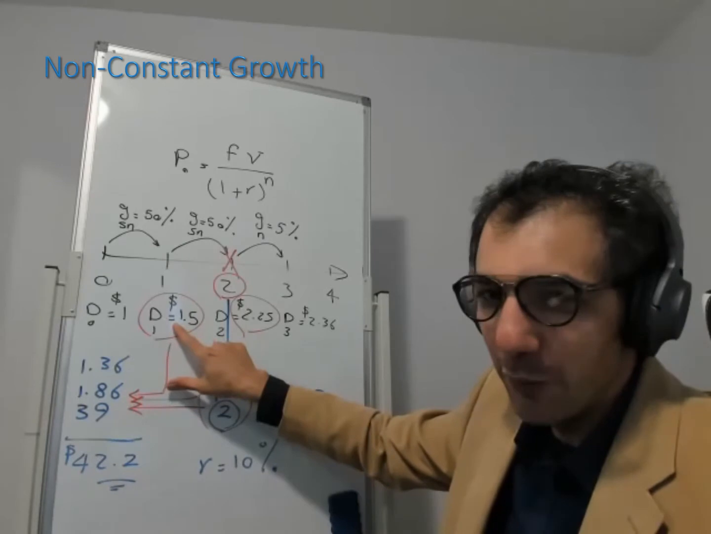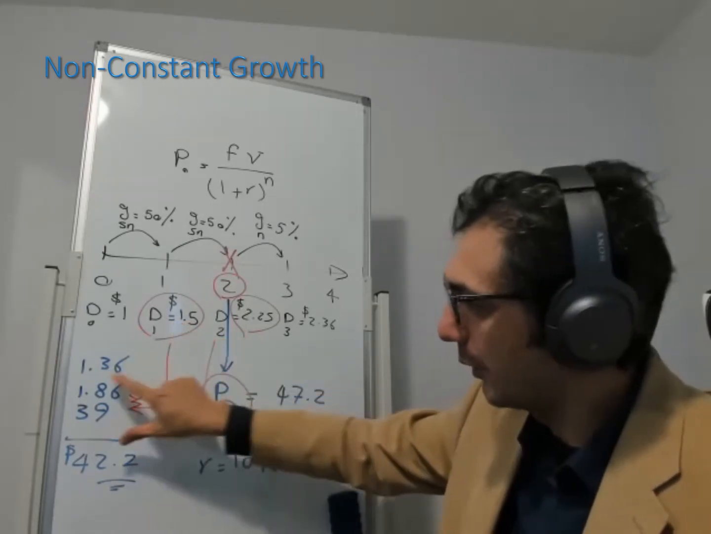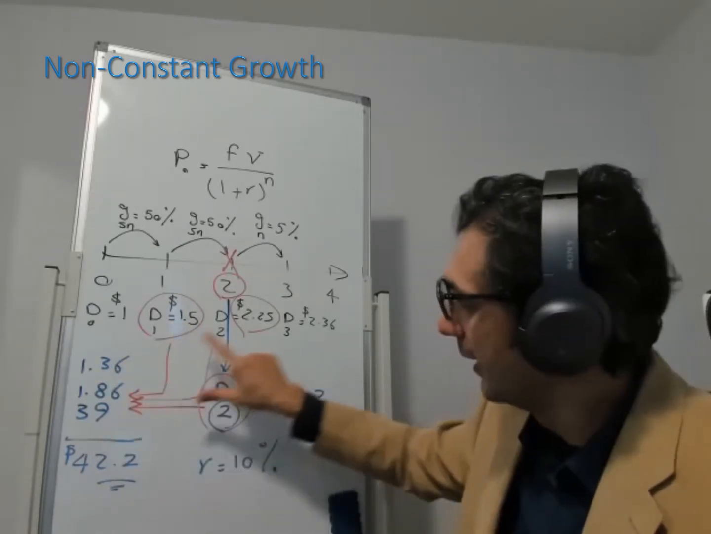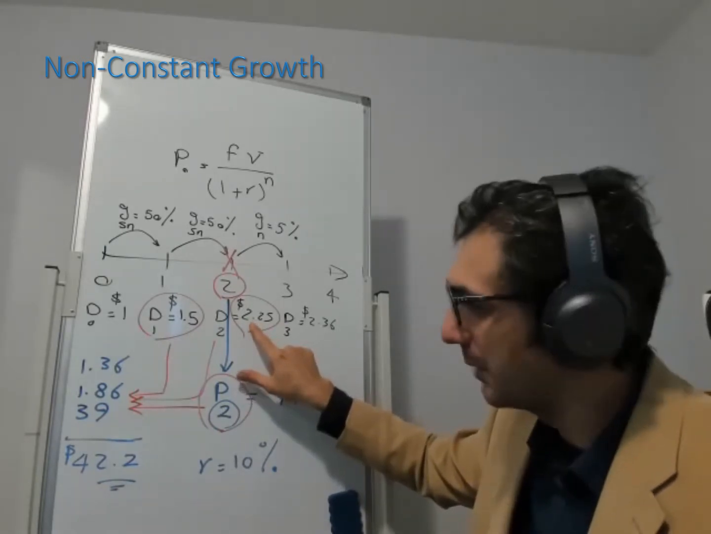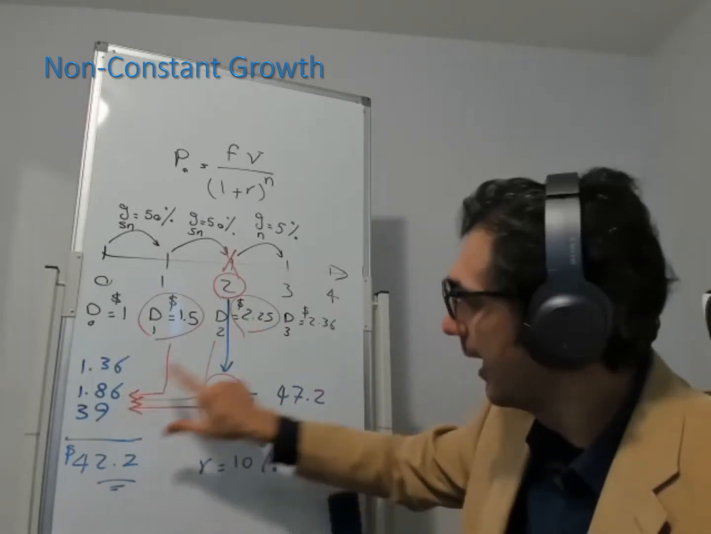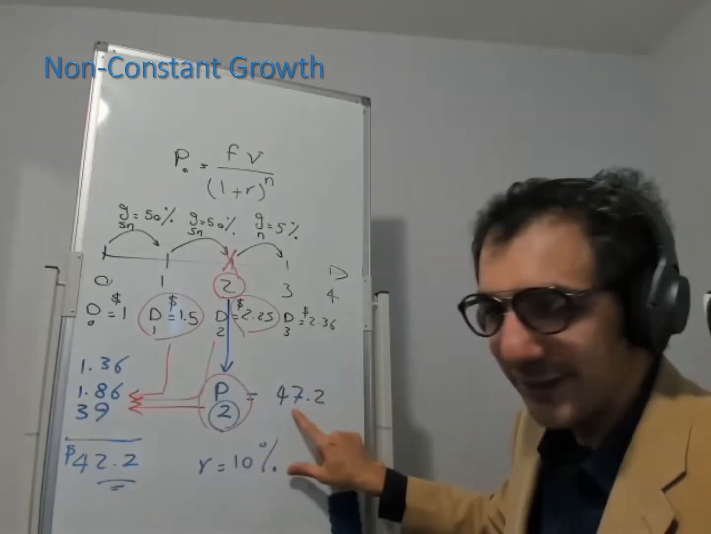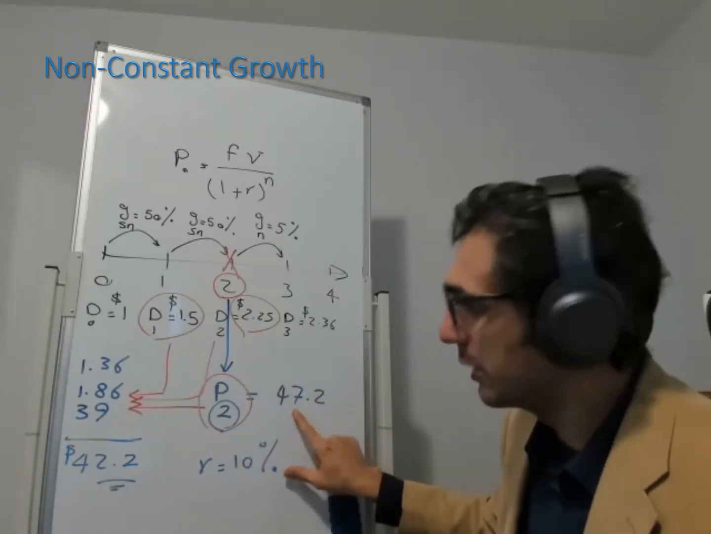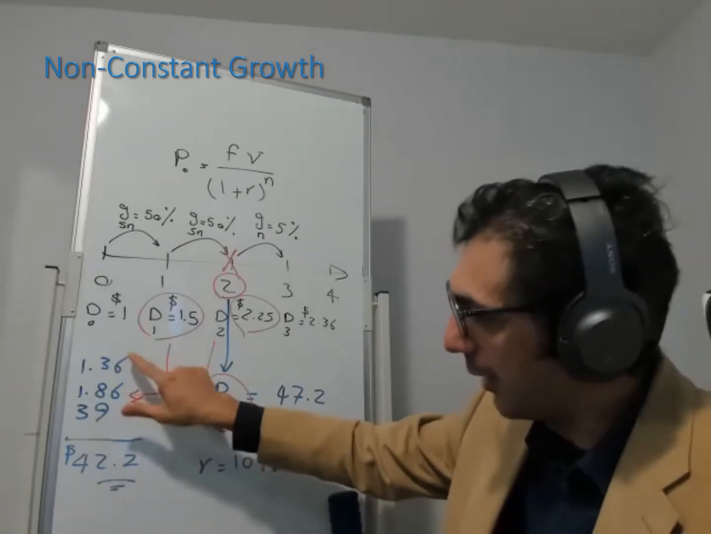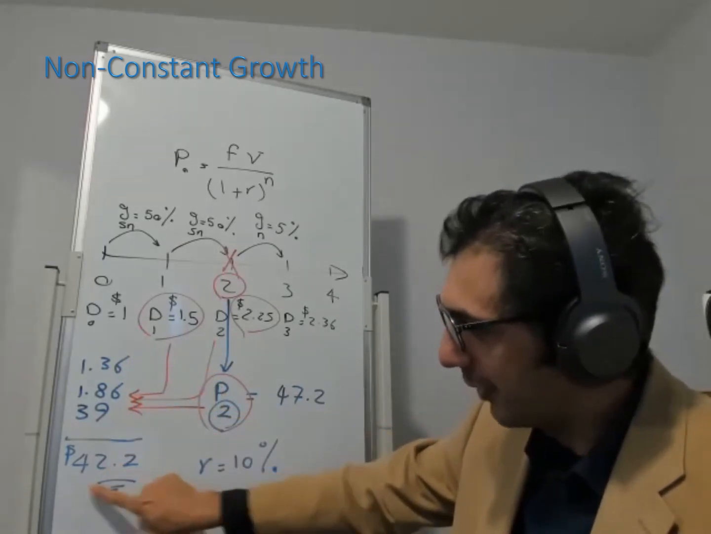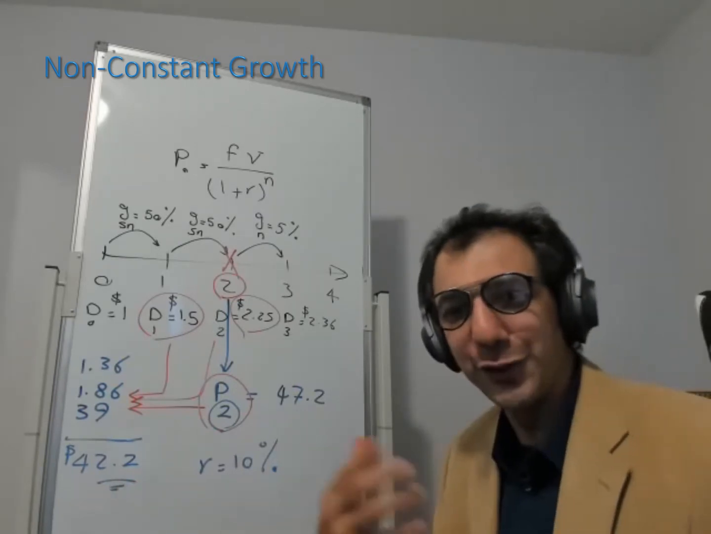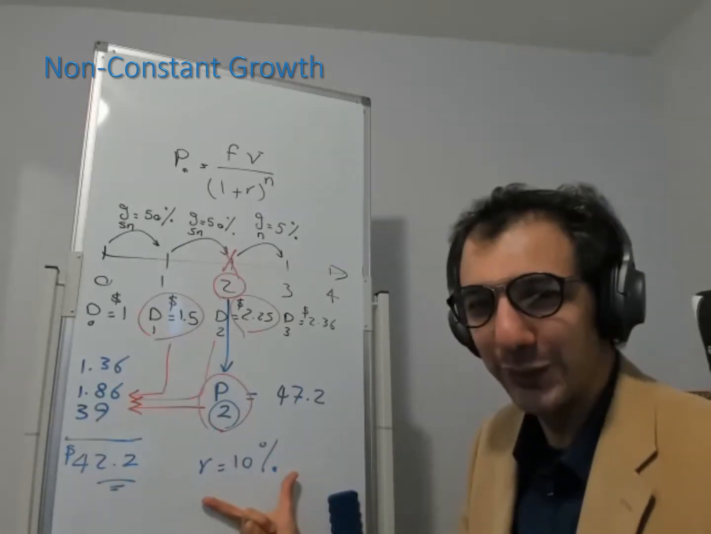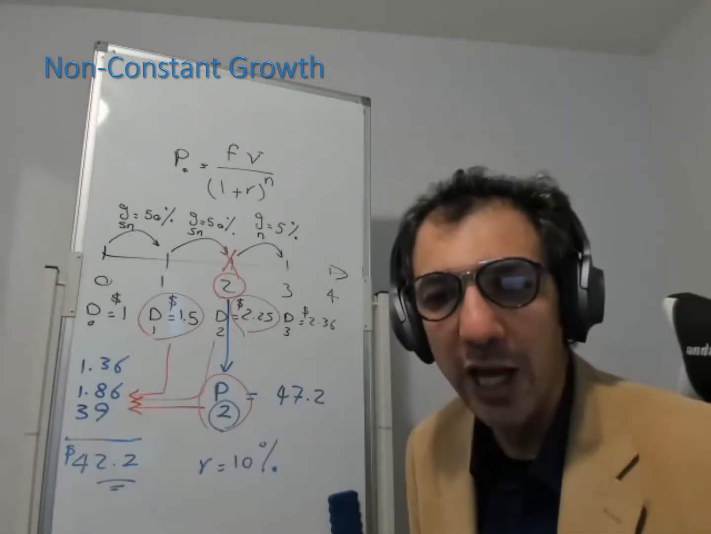The present value of $1.50 one year from now is $1.36. The present value of $2.25 two years from now is $1.86. And the present value of $47.20 two years from now is $39. I'm adding all these three numbers to find the present value, which is $42.20. As I mentioned, I assume the appropriate discount rate is 10%. So that's the discount rate I use.